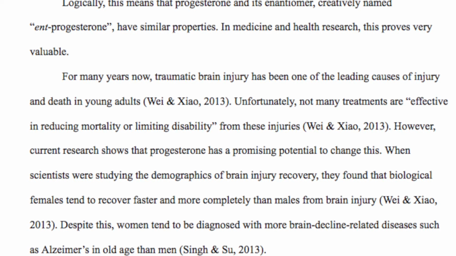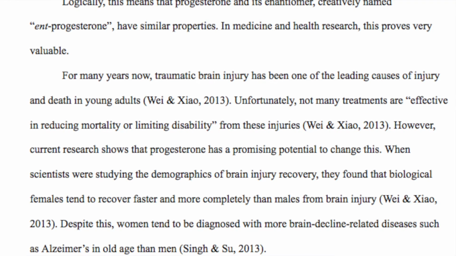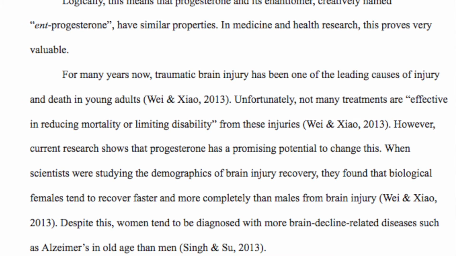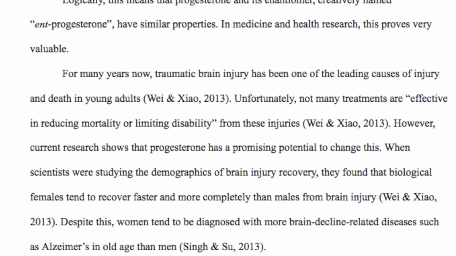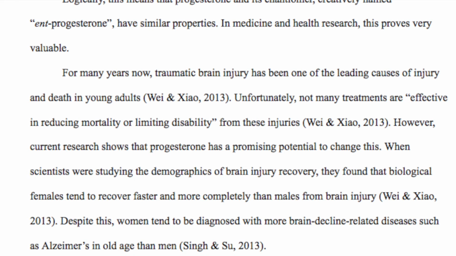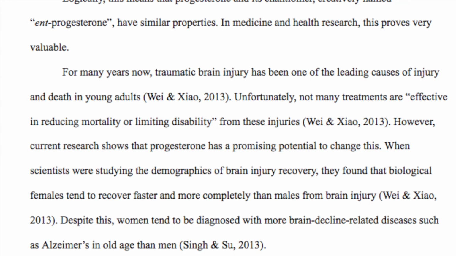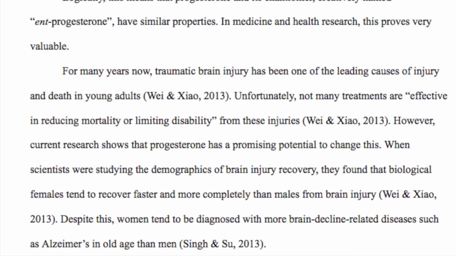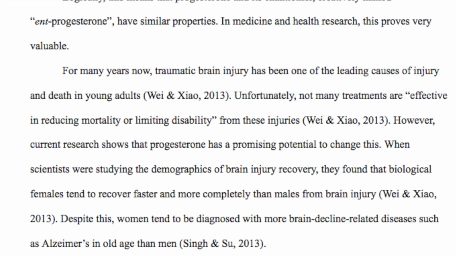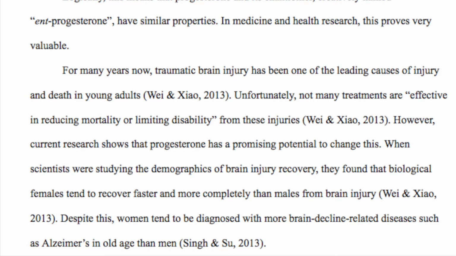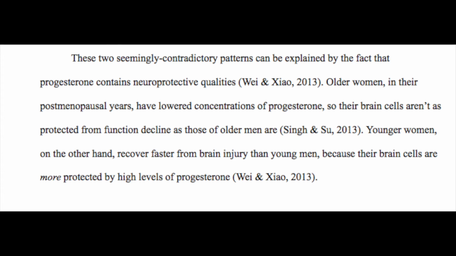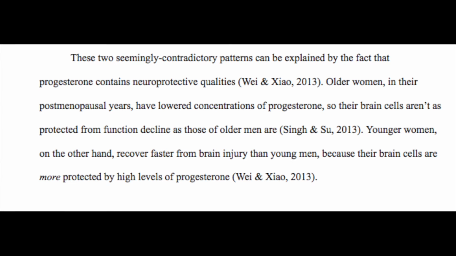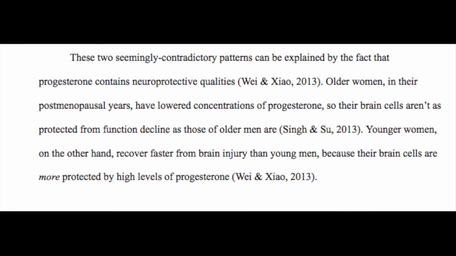When scientists were studying the demographics of brain injury recovery, they found that biological females tend to recover faster and more completely than males from brain injury. Despite this, women tend to be diagnosed with more brain decline-related diseases, such as Alzheimer's in old age, than men. These seemingly contradictory patterns can be explained by the fact that progesterone contains neuroprotective qualities.